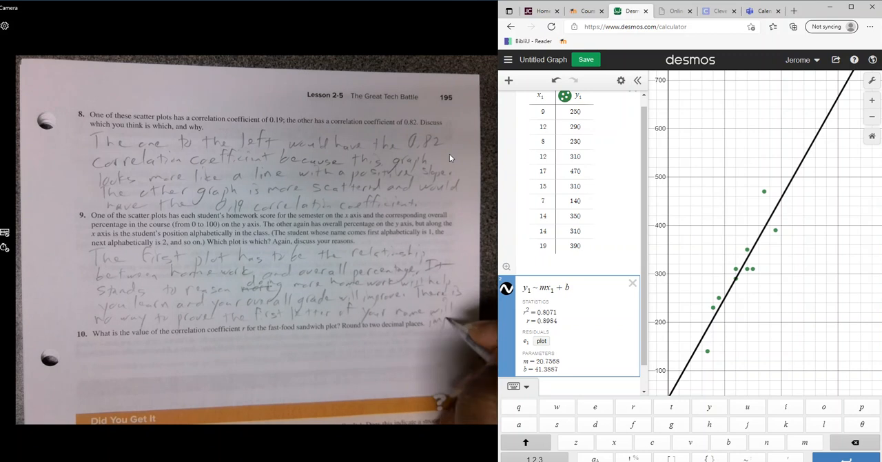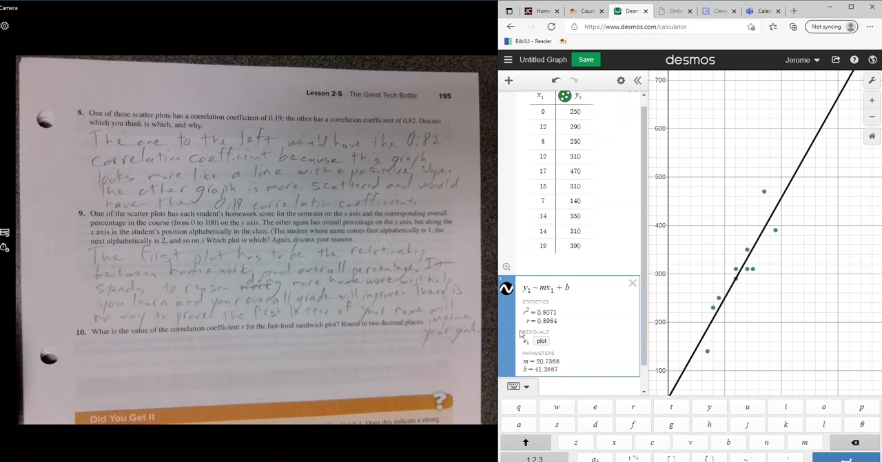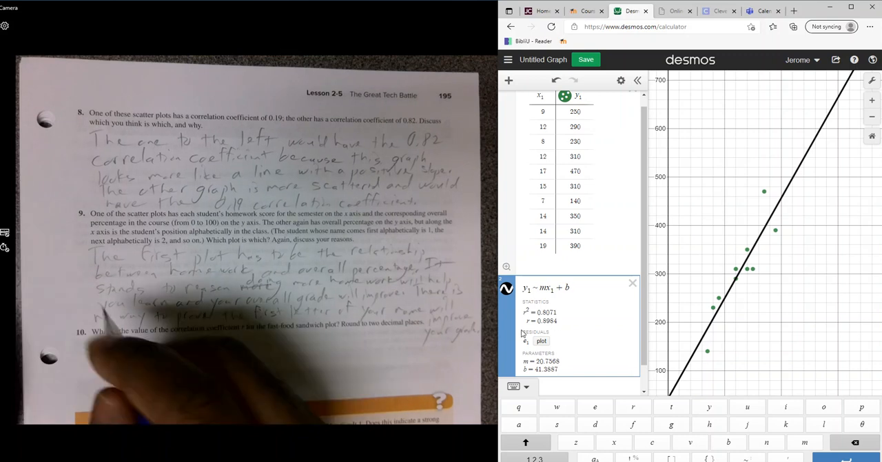Okay, now it says, what is the value of the correlation coefficient R for the fast food sandwich plot? Round to 2 decimal places. Now, if we look here, R, we got 0.8984. They asked us to round to 2 decimal places. So R is approximately 0.90. I should have put the approximation symbol. It would be approximate.